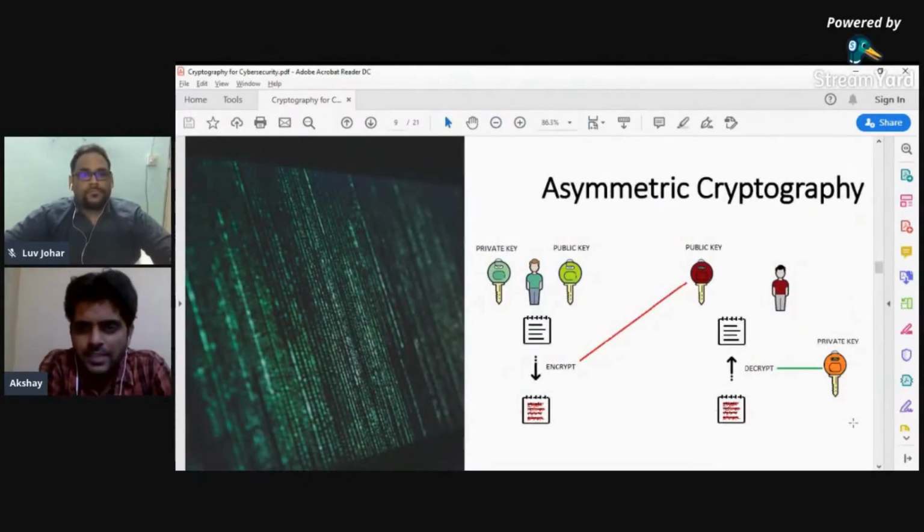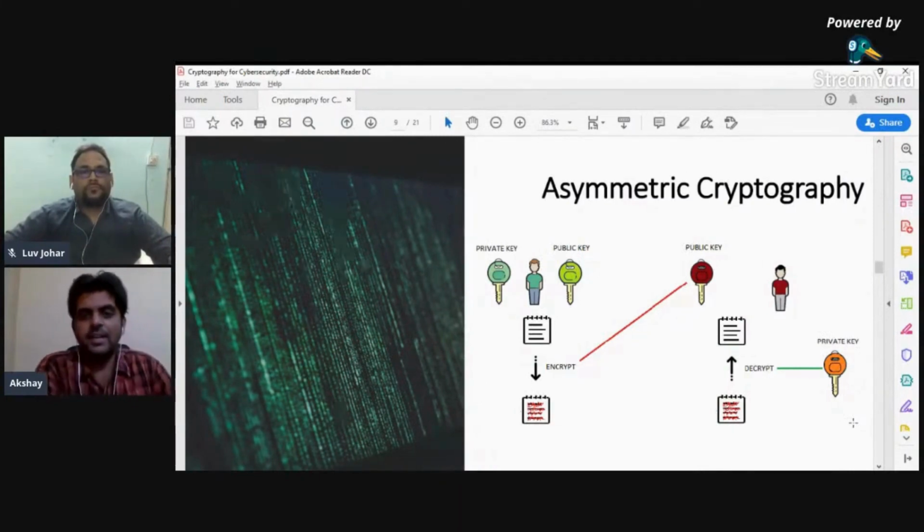Okay, so to sum it down in one line, sorry, before summing it down, let me explain the concept of a public key and a private key. Every entity has a private key and a public key. A public key is available to be used and shared with other people. A private key is the key which is only known to me as an entity.